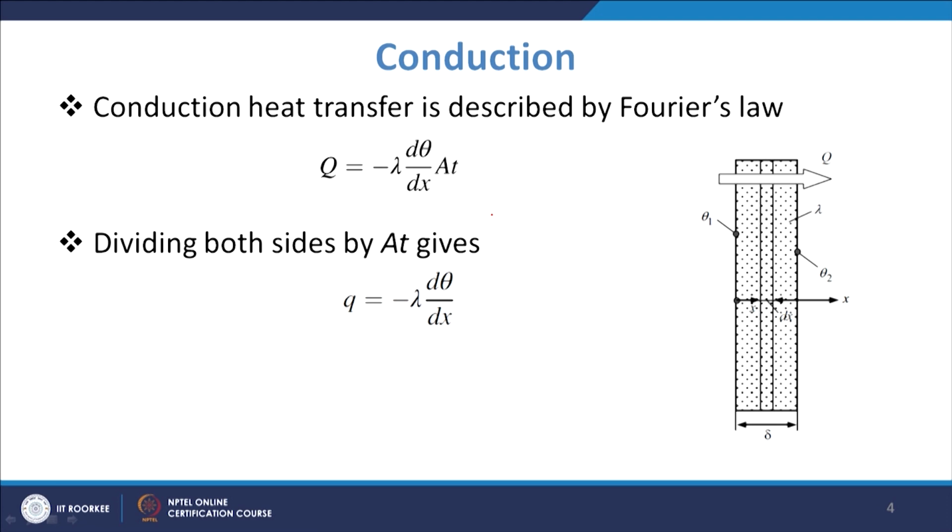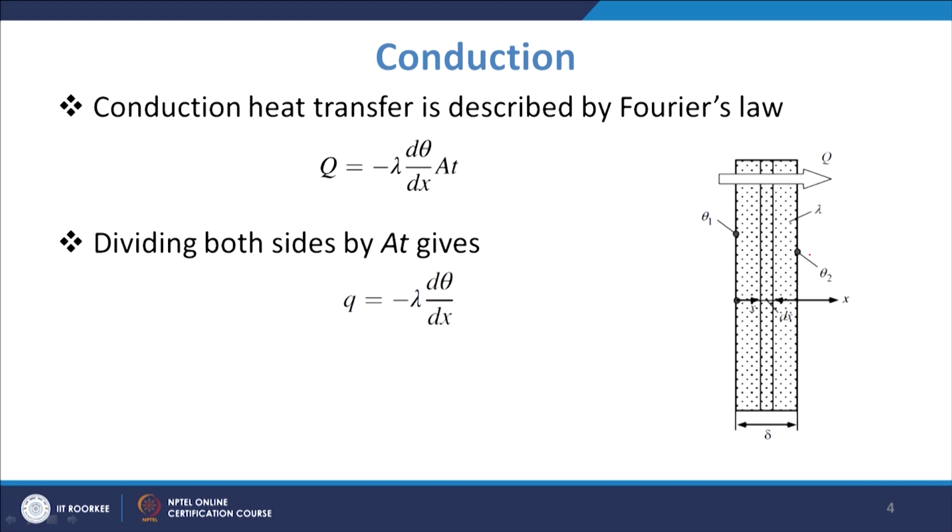In conduction we normally use Fourier's law of heat conduction. What has been seen is that the heat transfer is proportional to the temperature gradient, the area, and also the time. So, d theta is nothing but theta 2 minus theta 1. If you have a region where this is the higher temperature side and this is the lower temperature side, on this side the temperature is theta 1 and on this side the temperature is theta 2. So, there will be flow of heat from this side to this side.